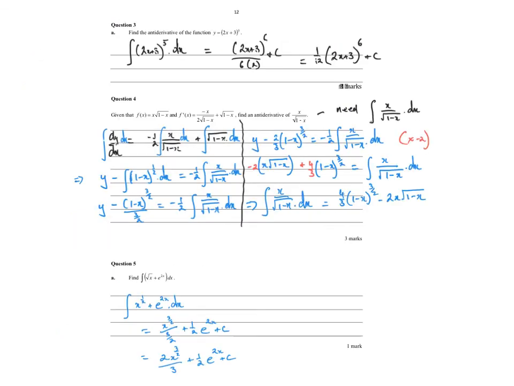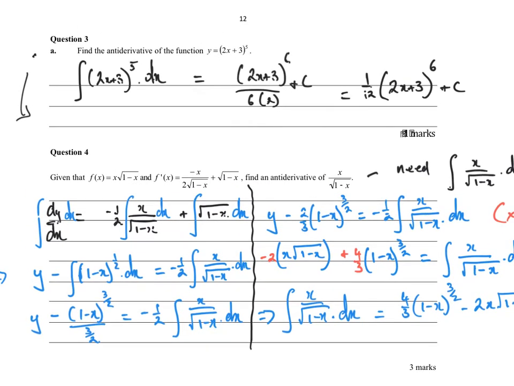Let's go. All right, this one is just a relatively straightforward question, probably part A of a question that goes on to get something else needs to be done. Find the antiderivative of the function y equals 2x plus 3 to the 5.